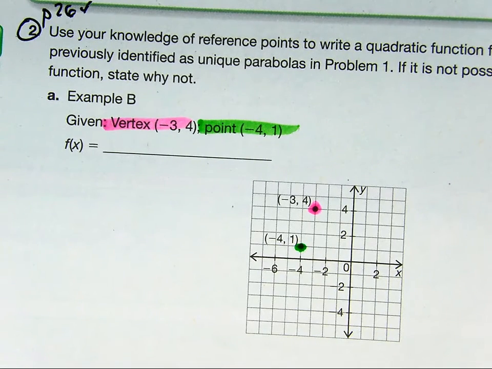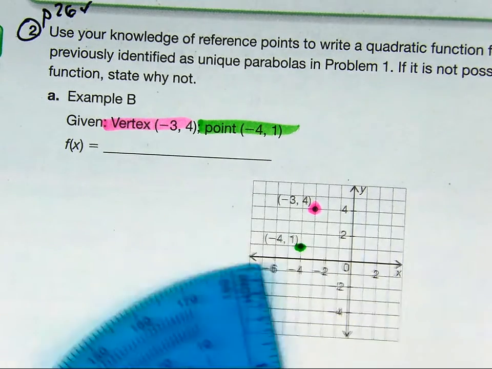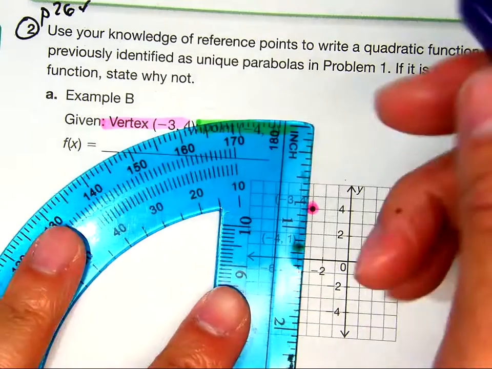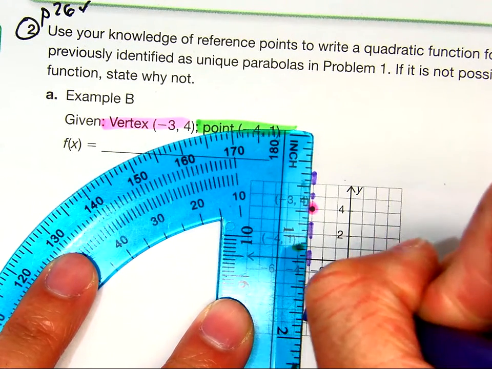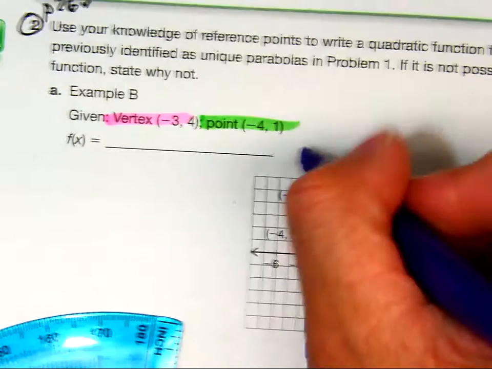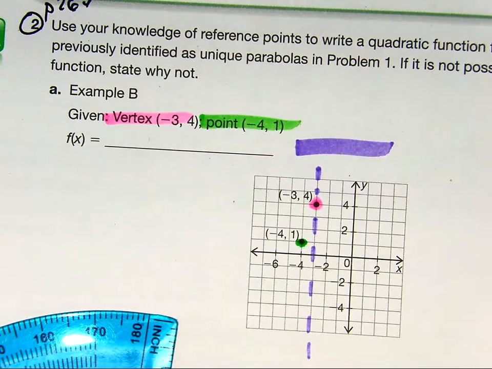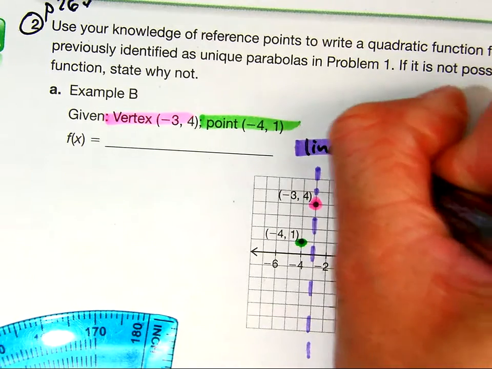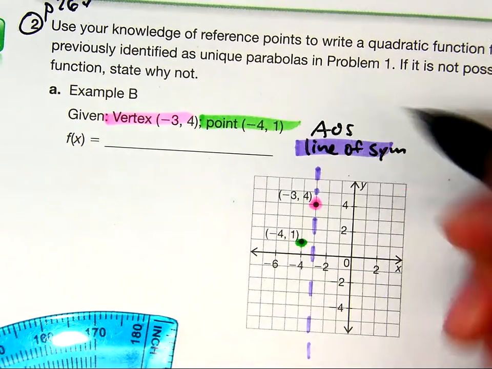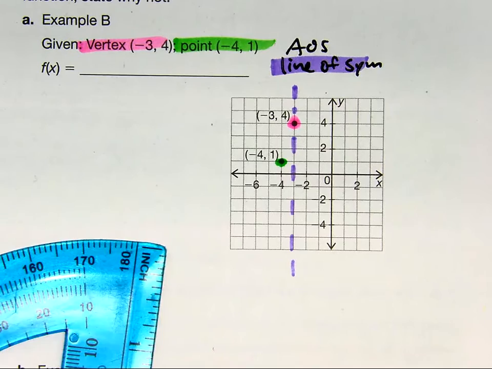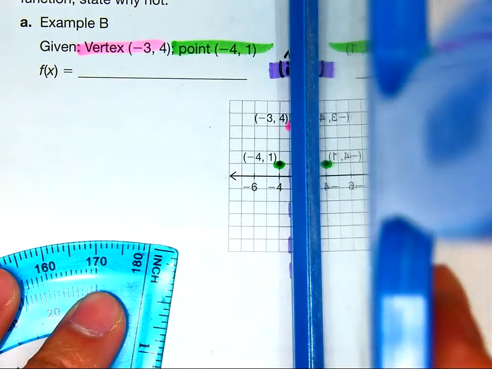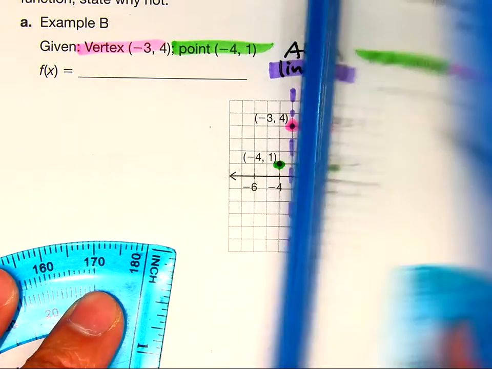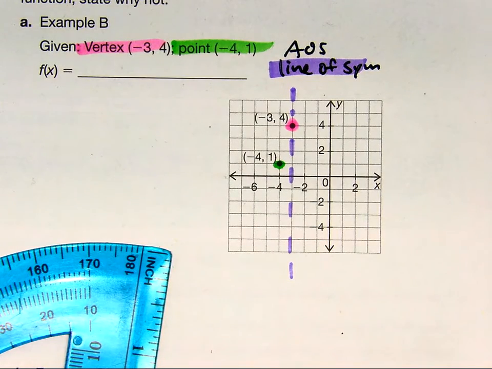Well, the benefit of having the vertex, everyone say vertex, is that I can actually draw the line of symmetry, because the vertex is on the line of symmetry. Why do I want that? Let's write that vocab word: line of symmetry, or AOS, axis of symmetry. Why do I want that point? Because that's kind of where your mirror goes. It's going to help you reflect the other points over.